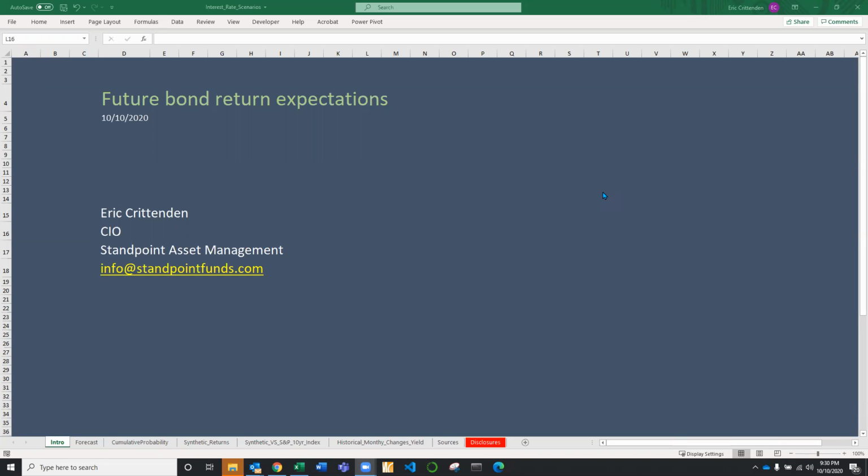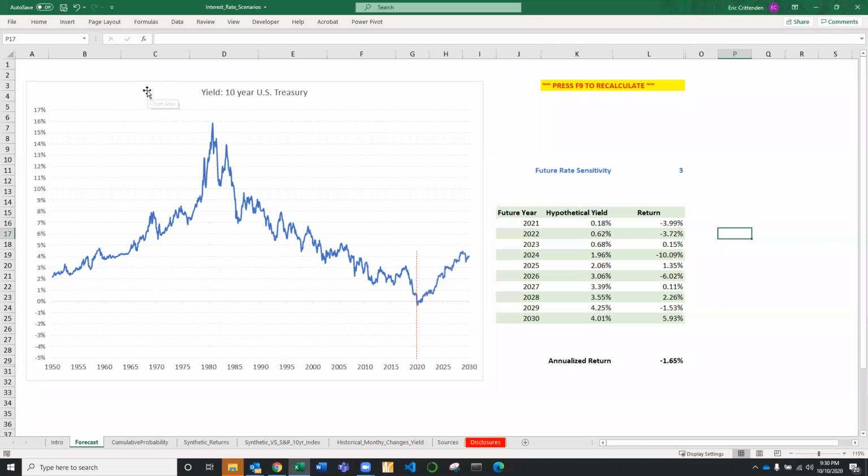I've created this video and spreadsheet to show you how I would go about setting realistic expectations for bond returns in the future. Let me show you what I'm talking about. So this chart here is basically just the yield on the 10-year U.S. Treasury going back to 1951. It should look pretty familiar.